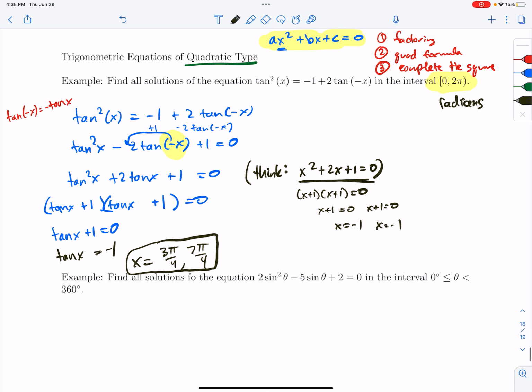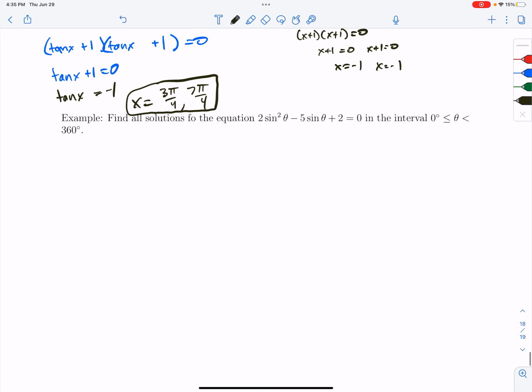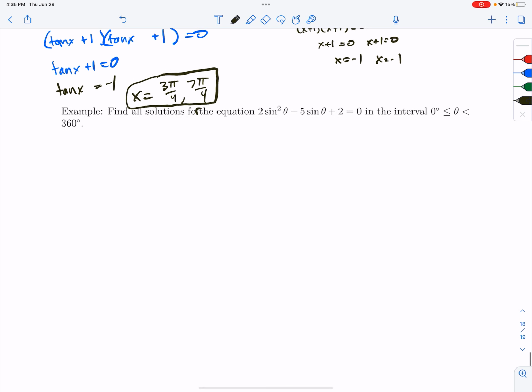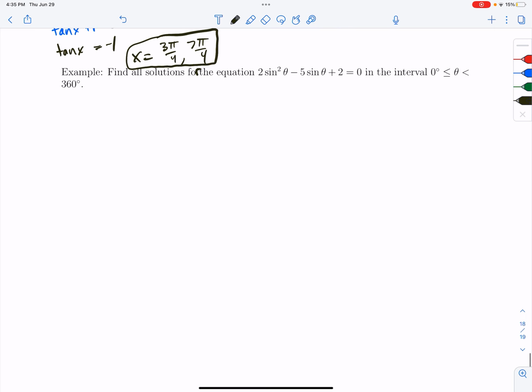All right, let's look at this next one. It says, find all solutions for the equation 2 sine squared theta minus 5 sine theta plus 2 is equal to 0. And we're in degrees here. Now I'm going to translate that trig equation into an algebraic equation. So this would be 2x squared minus 5x plus 2 is equal to 0. Now, can this one be factored? Let's see.